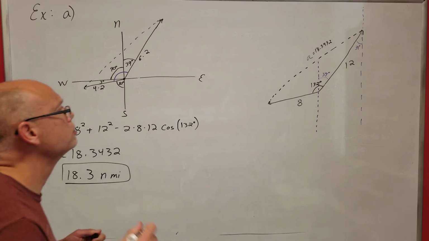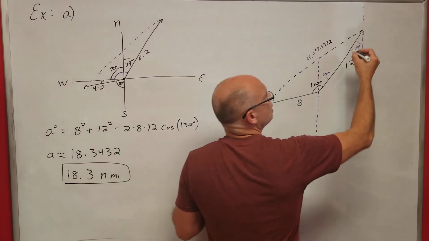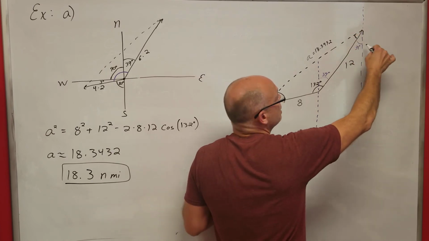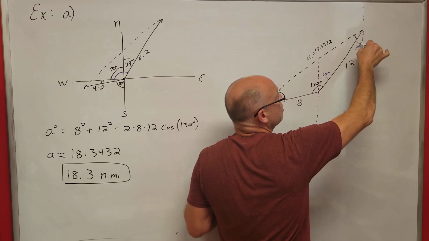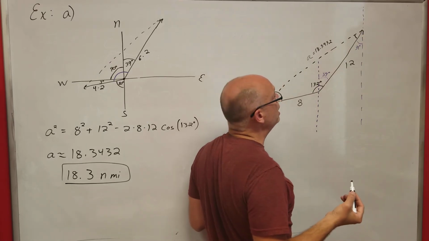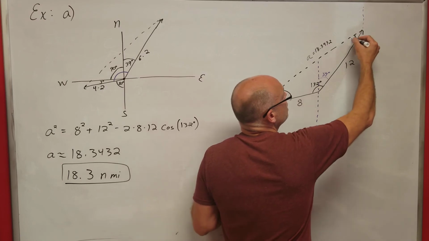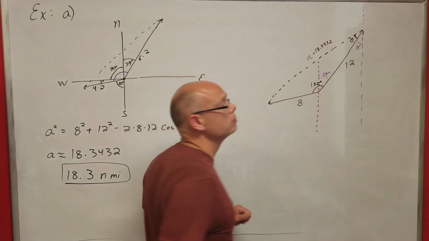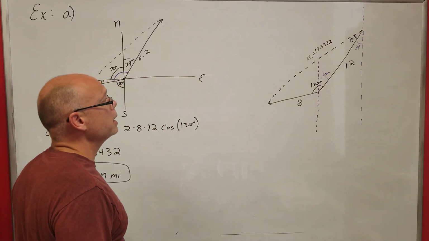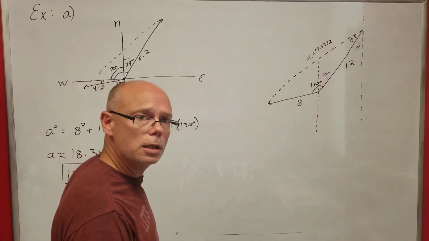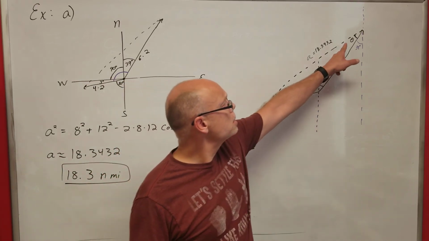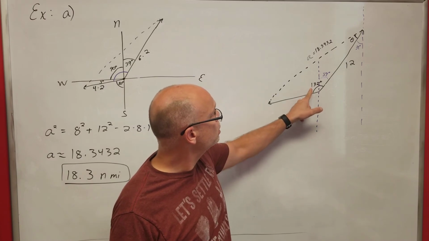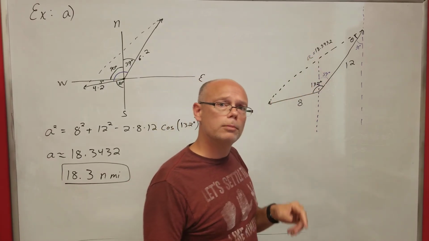So how do I find where my boat's heading? Let's see. So I would need to find this angle, and then together this angle plus that angle will give me my bearing, right? So let's find this angle first. Let's go ahead and call that angle theta, maybe. That's just this little angle here. How could I find theta then? Could I use the law of sines? Could I say the sine of theta over 8 is equal to the sine of 132 over this 18.34 number?